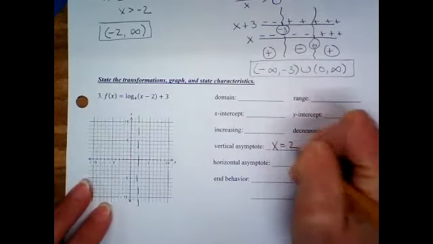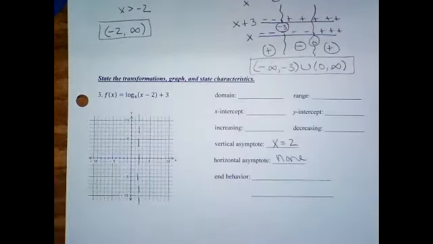Vertical asymptote is x equals 2. Horizontal asymptote is none. You want to fill in the automatic stuff first, because you don't have to really think about it. It's just an automatic answer. It's the exact same as the horizontal ones, except this one's vertical. So if it shifted left or right, you put that in. Horizontal is going to be none.